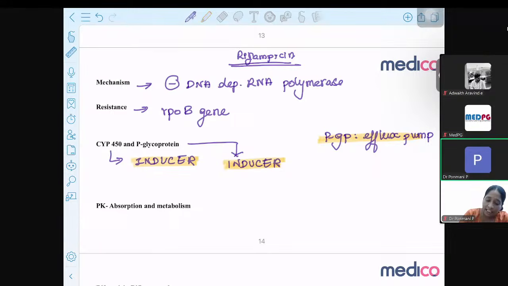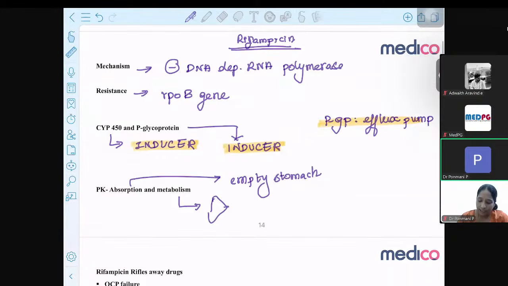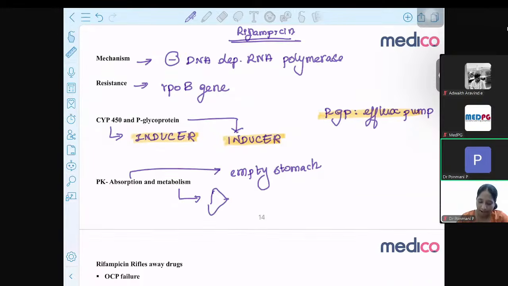And is there anything we need to remember about the absorption and metabolism of rifampicin? Of course, for absorption, rifampicin needs to be taken on an empty stomach. Why does it need to be taken on an empty stomach? Because food interferes with the absorption. Therefore, it is always given on an empty stomach. And as usual, it undergoes metabolism in the liver. So these are some of the facts about rifampicin.